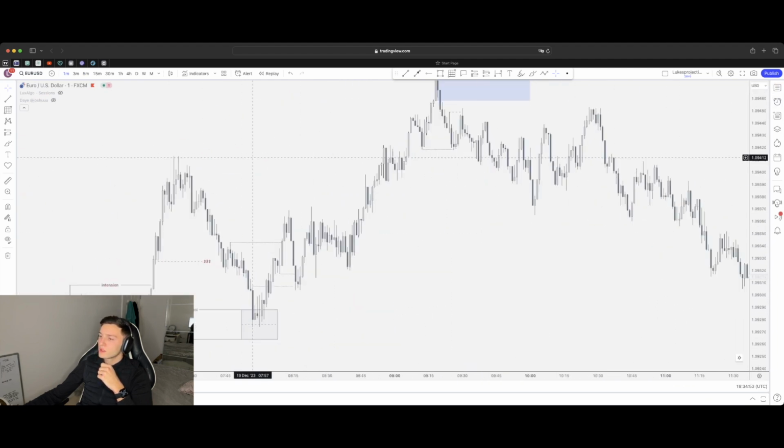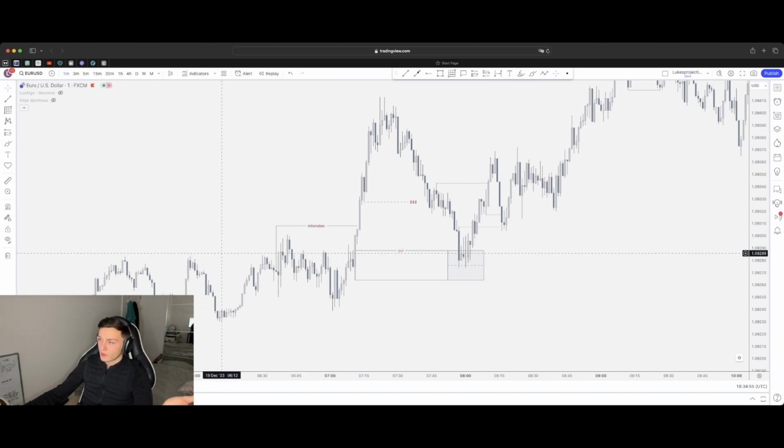Price continues to the upside, right? We're in an uptrend. So we've got the trend, we've got the retracement, trend, retracement, trend, retracement, and so on. So what are we looking for? We're looking for a point of interest.